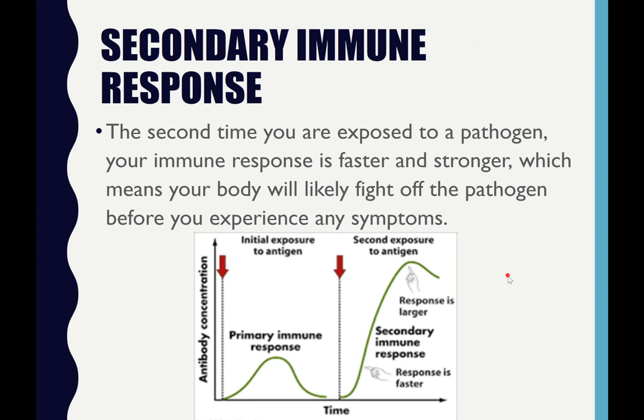So once you've been exposed to a pathogen, the second time you become exposed, your immune system will be faster and stronger, which means your body will likely fight off the pathogen before you experience any symptoms on a scale enough to really make you sick and have to miss a day of work or a day of school. So the second exposure, you get a faster response and a larger response to the pathogen because your body already recognizes that pathogen as being a foreign invader, and it knows that it needs to destroy it.